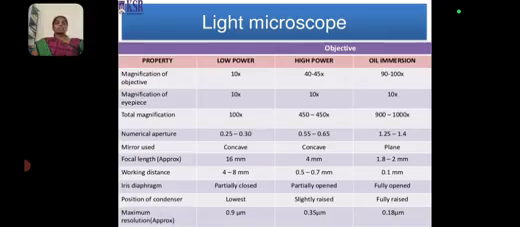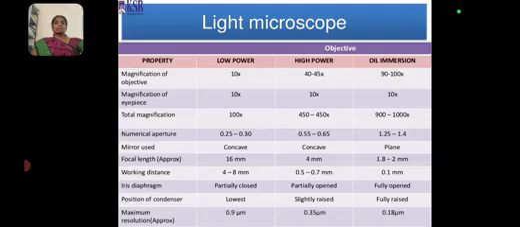There are three types of objective lens in a light microscope: low power, high power and oil immersion. The magnification of the objective is 10x for low power, 40x for high power, and 100x for oil immersion. By default, the magnification of the eyepiece is 10x. So, by multiplying low power with the eyepiece, 10 into 10, 100x is the total magnification of low power. For high power, it is 400x, and for oil immersion, it is 1000x.